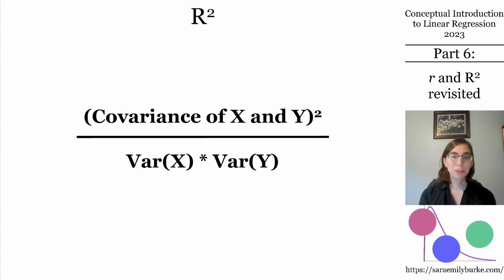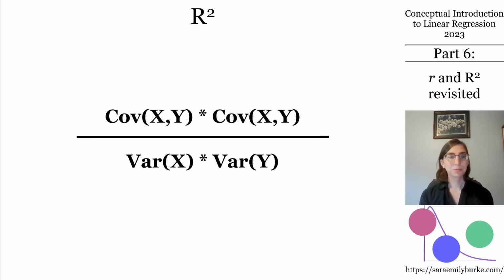I'm going to rewrite the numerator for symmetry. Now it shows the covariance of x and y times the covariance of x and y, multiplying by itself is what squaring is, divided by the variance of x times the variance of y, to illustrate that this value is like the proportion of the variance in one variable that is explained by its covariance with the other variable. You can also think of this as the covariance divided by the variance of x multiplied by the covariance divided by the variance of y.